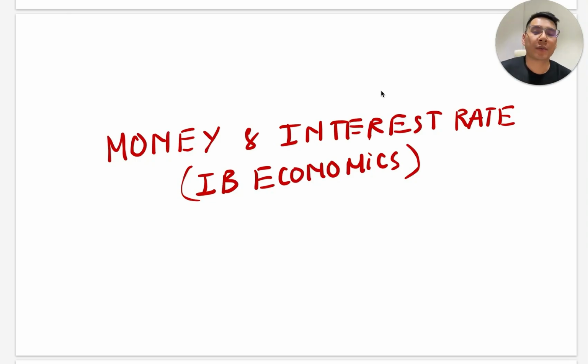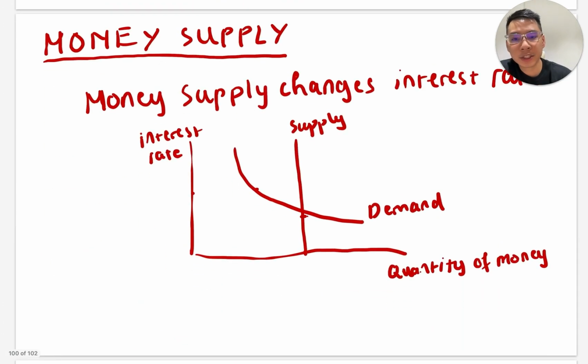Today's video, I'm going to show you the concept of money and interest rate. If you're taking IB economics, this concept is for you to learn. Okay, so there's a concept of the money supply, and there's a relationship between money supply and interest rate. What happens is that the money supply changes the interest rate. So as you can see, there's the term money supply and interest rate.